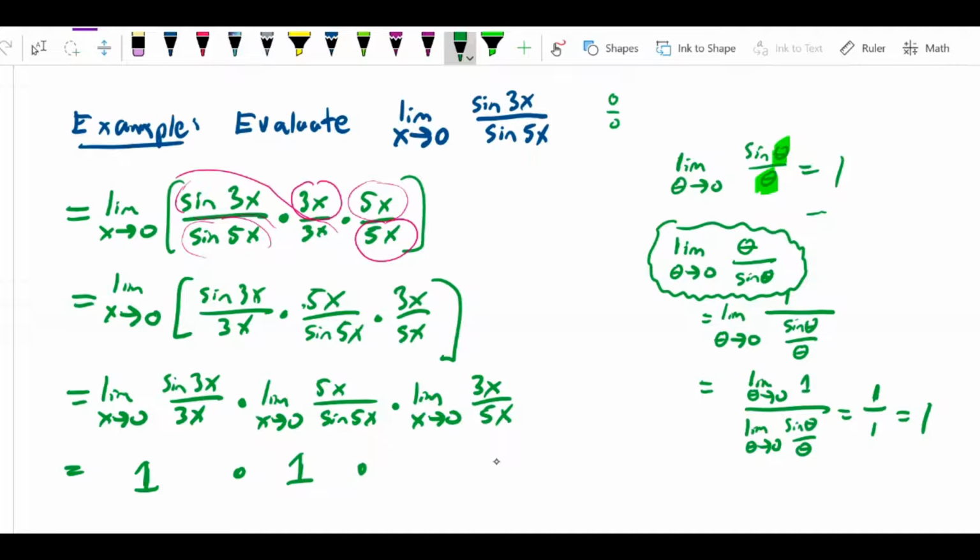And this limit here, the limit as x approaches 0 of 3x over 5x, we learned in the last lecture that you can simply cancel those terms because even though we can't divide by 0, the one point we don't care about when evaluating a limit is the actual approach point, so that's going to equal 3/5. So this is equal to 3 over 5.